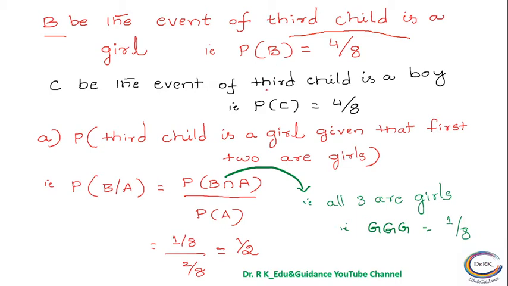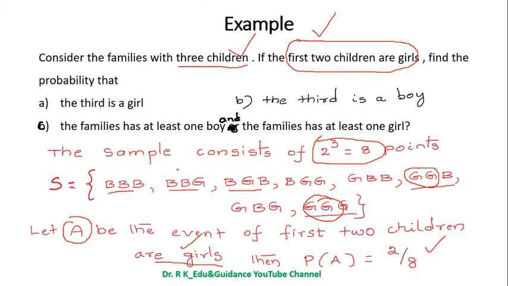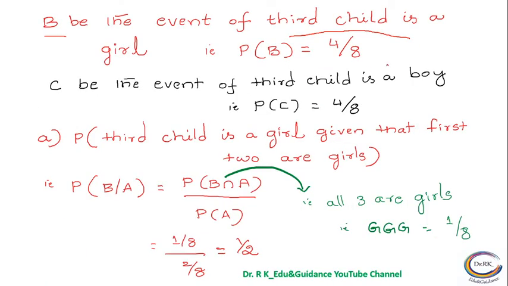Then what is the probability that the third is a girl out of 8? So what do we need to see? What are the favorable cases where the third is a girl? 1, 2, 3, 4. Right? So therefore it is 4 by 8.